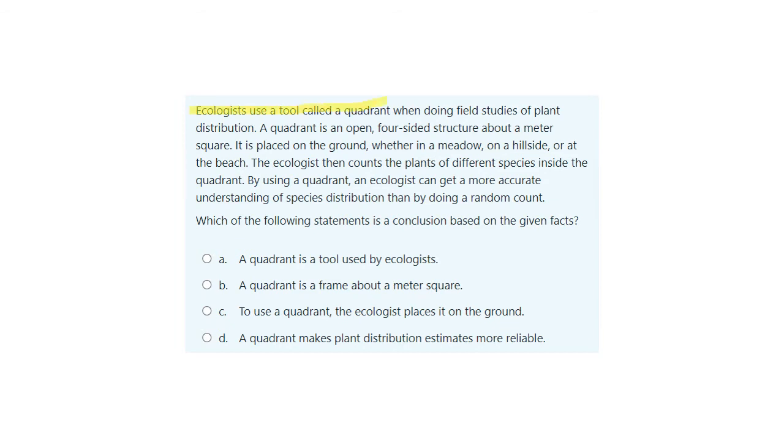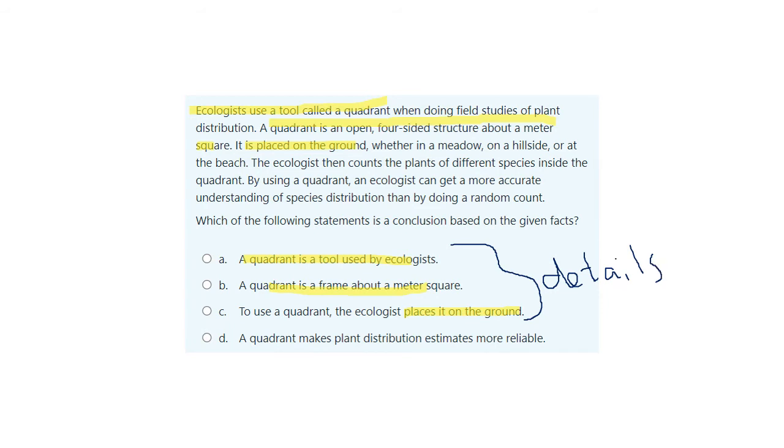This is answer A. When doing field studies of plant distribution, a quadrant is an open four-sided structure about a meter square. This is answer B. It is placed on the ground. This is answer C. So the first three sentences match answers A, B, and C. But these all seem to be details describing using a quadrant.